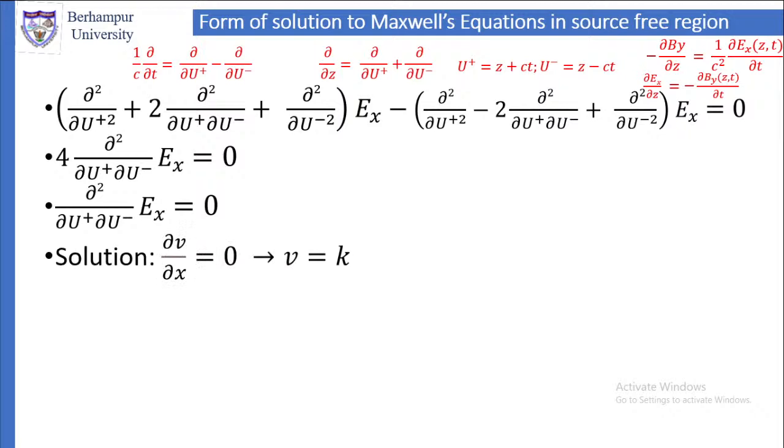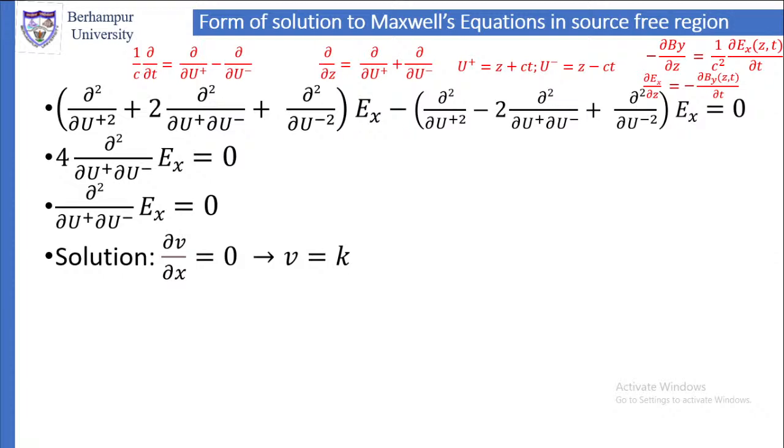Now we have to solve this. Ultimately we reach a simplified stage where for ψ we got ∂²/∂u₊∂u₋ operating on ψ is equal to 0. Now we have to solve this. To solve this, let us see an example. Then from that example, we will come back to this.